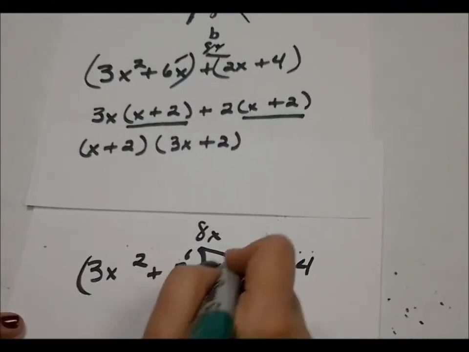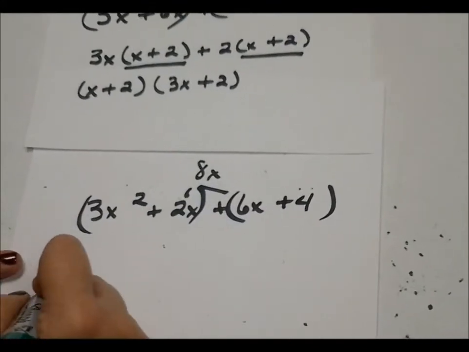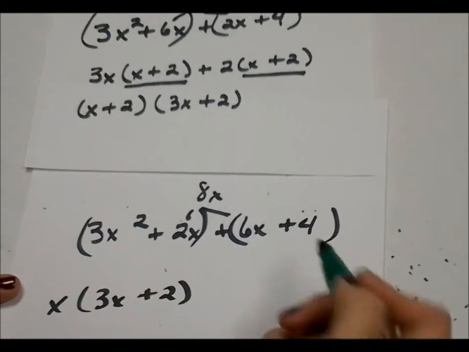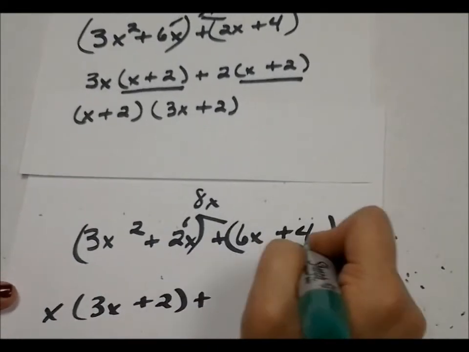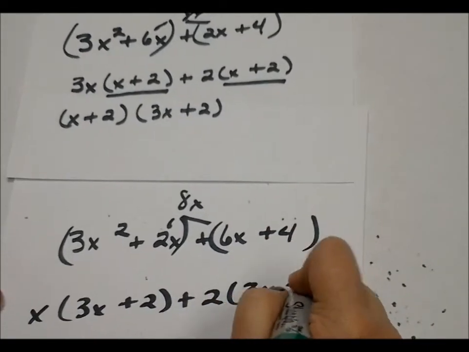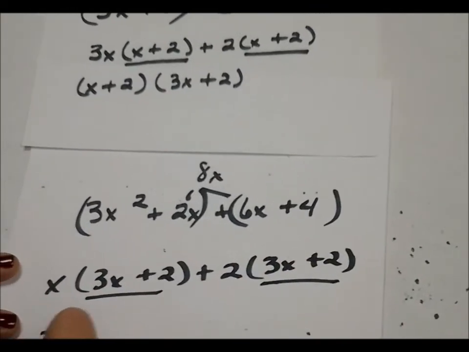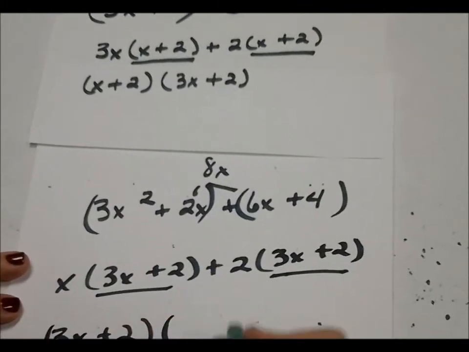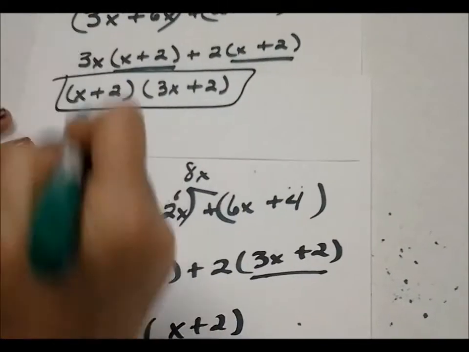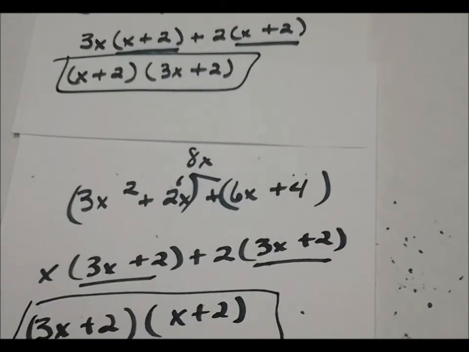So I'm going to group these two. I'm going to group these two. What these two have in common is x, and I'm left with 3x plus 2. What these two have in common is 2, and when I factor out the 2, I'm left with 3x plus 2. My common factor, 3x plus 2, and then x plus 2. And we can talk again about the commutative property, but these two factored forms do equal the same quadratic.